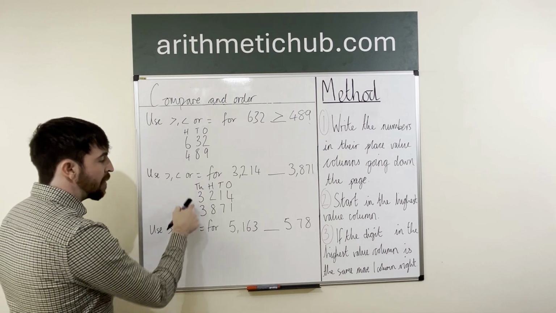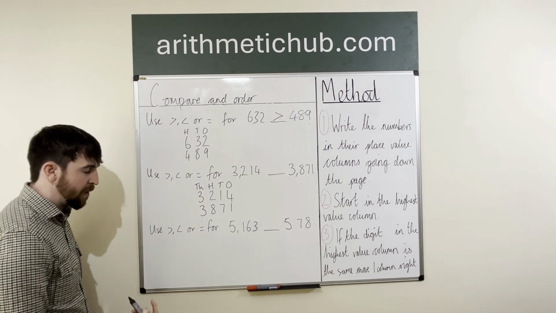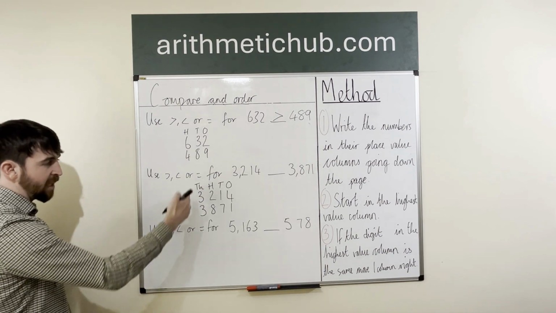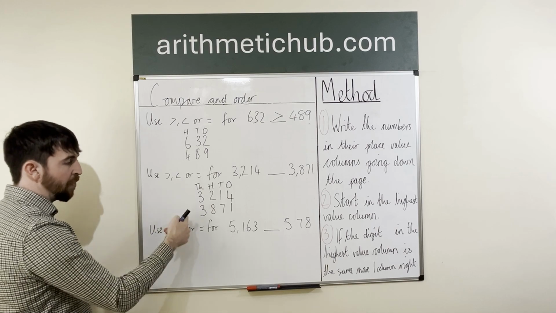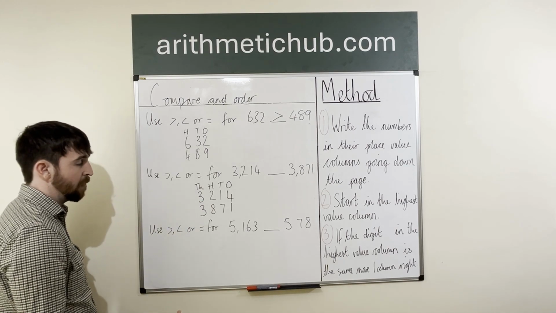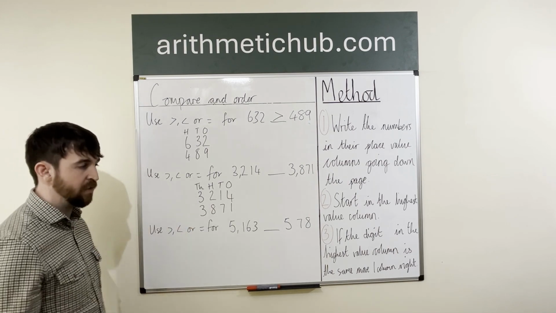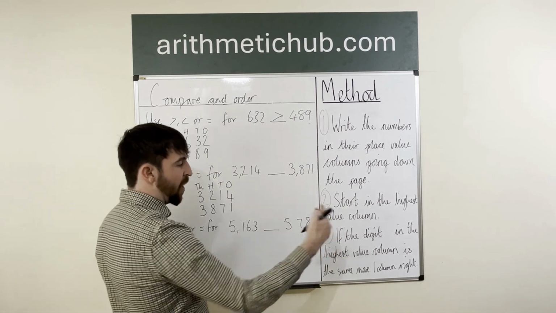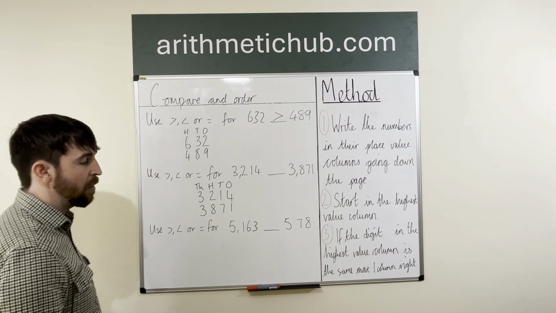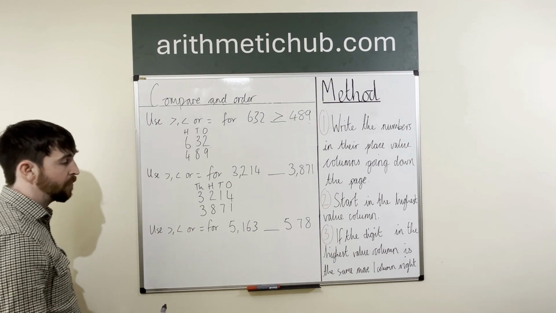Okay, now we run into a bit of a problem here, don't we? Because these both have the same value in the highest value column. We start in the highest value column, which is the thousands. The value in this column is 3. The same digit is in this column, isn't it? They both have 3 thousands. So now we need to move to our third part of the method. It says, if the digit in the highest value column is the same, move one column to the right.